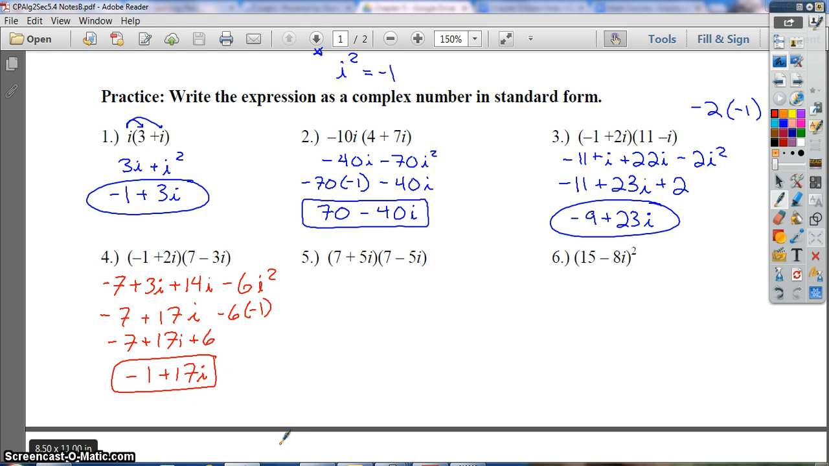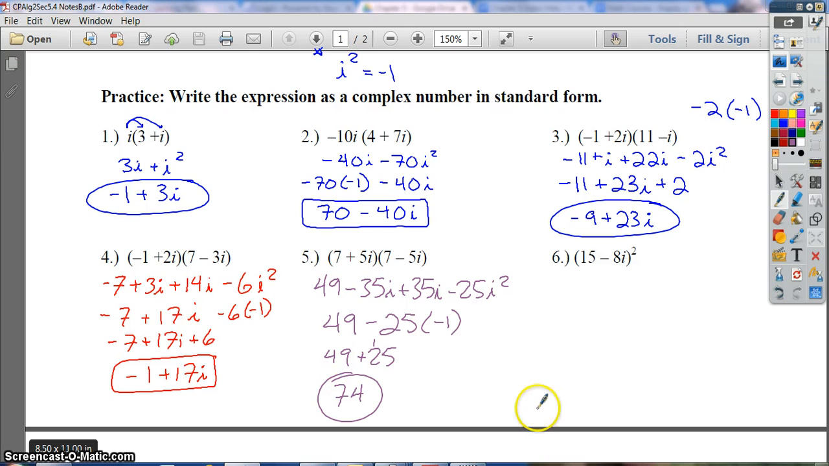Okay? Moving to number 5. I'm going to get 49 minus 35i plus 35i minus 25i squared. So the 35i is going to cancel out. This is going to leave me with minus 25 times -1. This is 49 plus 25, which we all know is 74. Right? And moving right along.